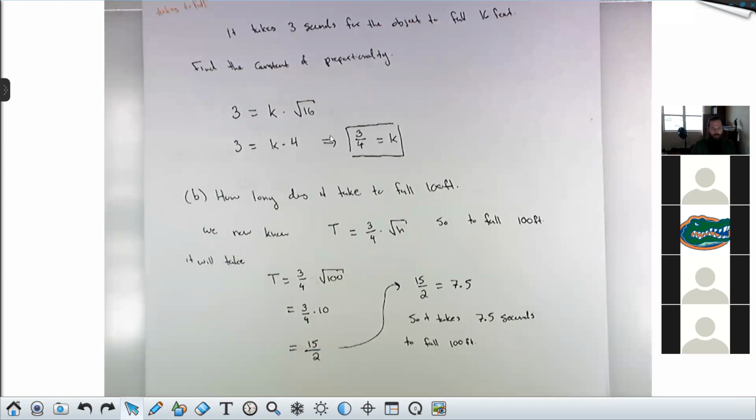Okay, I have another question like this, having to do with inverse proportionality, and this is the last thing I'm going to subject you guys to today.